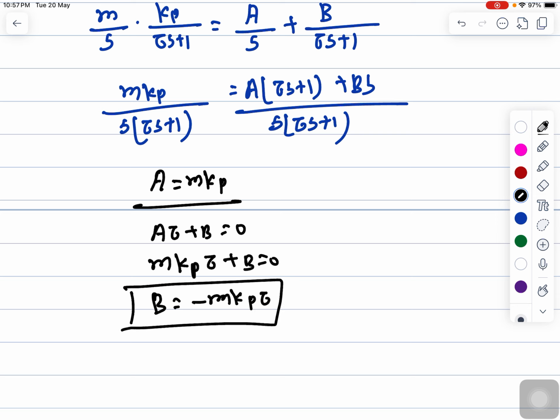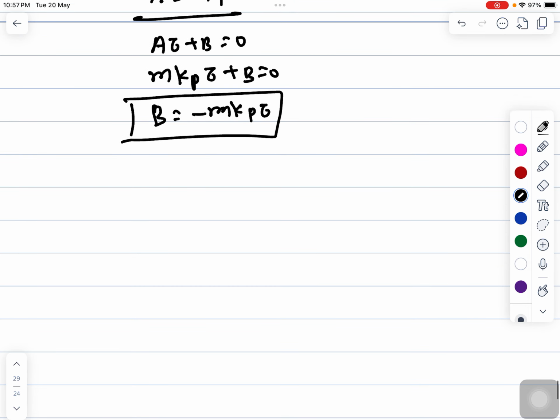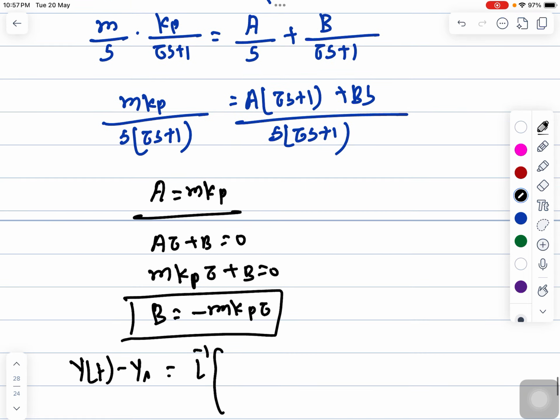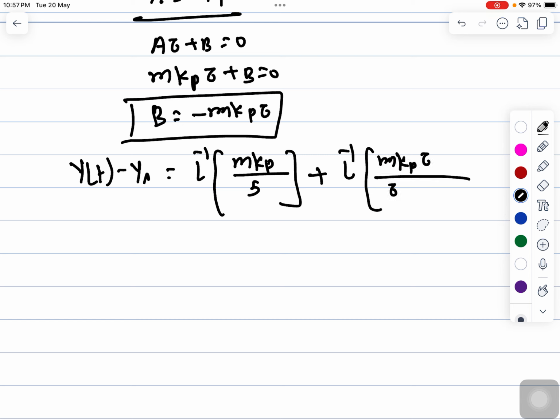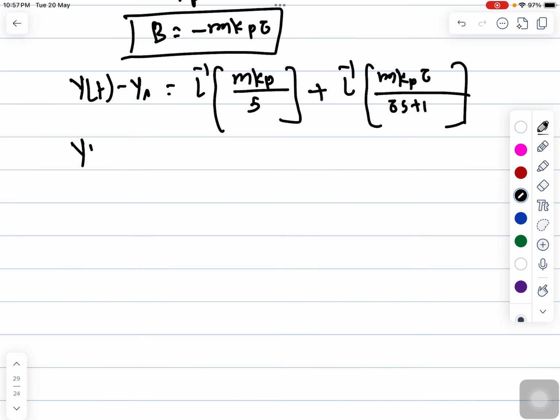Now if I take the Laplace inverse of y(t) minus y(s), that can be written as Laplace inverse of A, and A is M Kp, divided by s, plus Laplace inverse of M Kp tau divided by tau s plus 1. Is that clear? So now I can write y(t) minus y(s) as, what is the Laplace inverse of M Kp by s? That will be equal to M Kp. Is that clear?